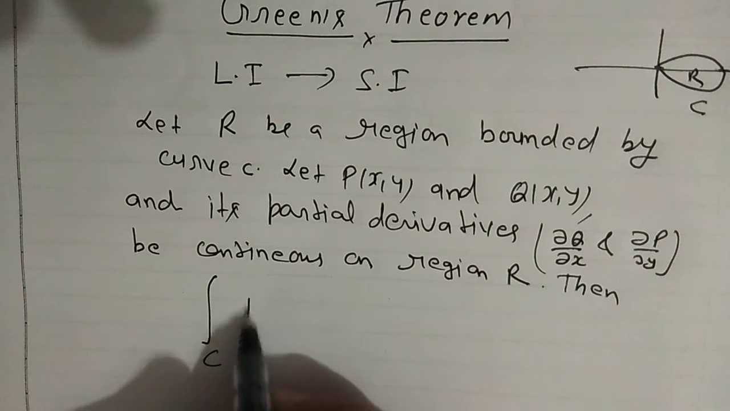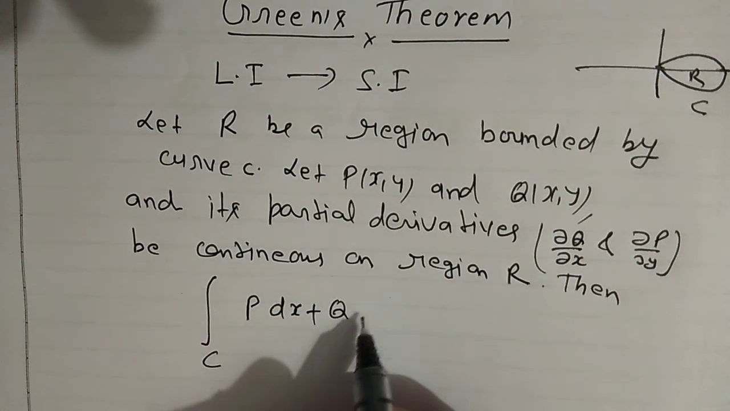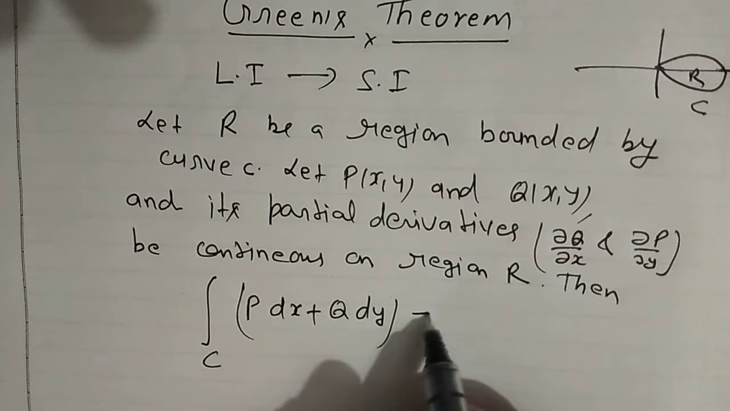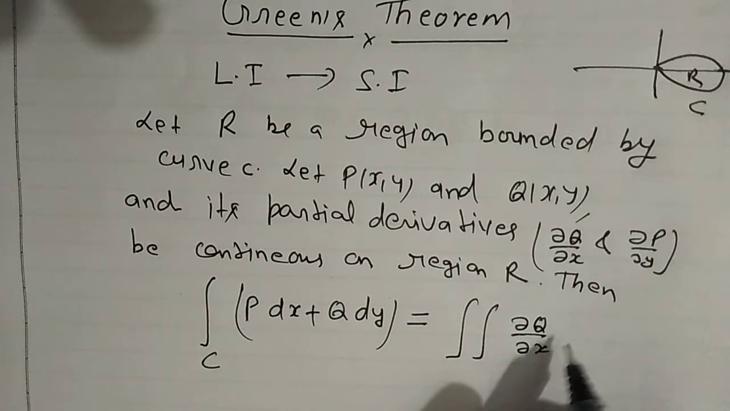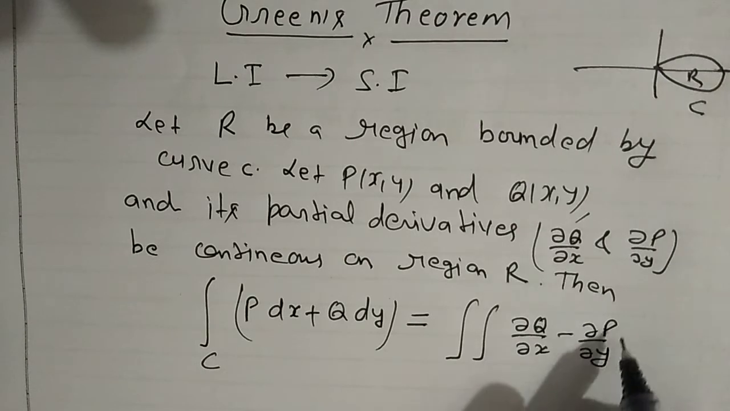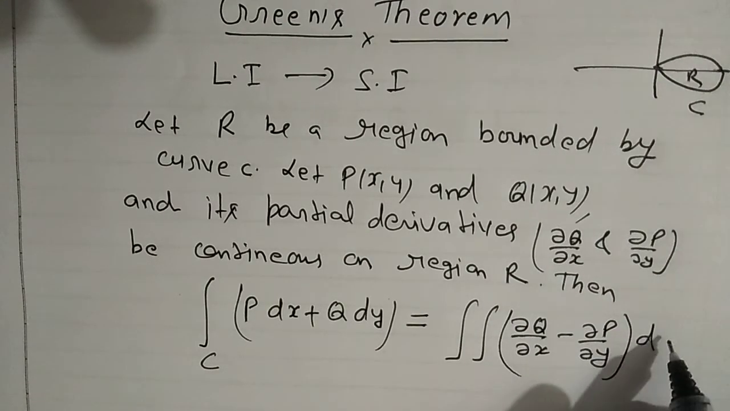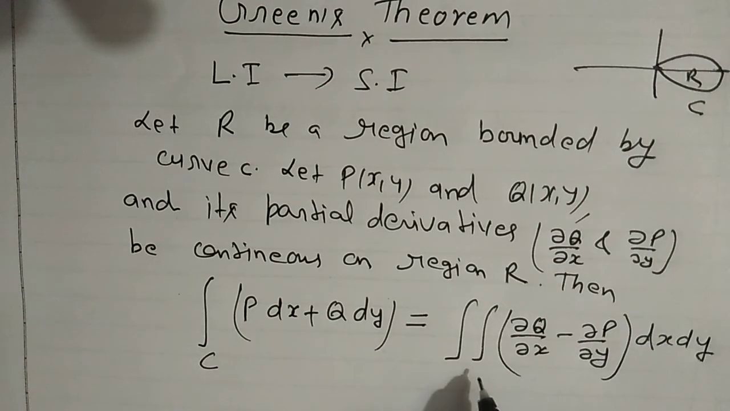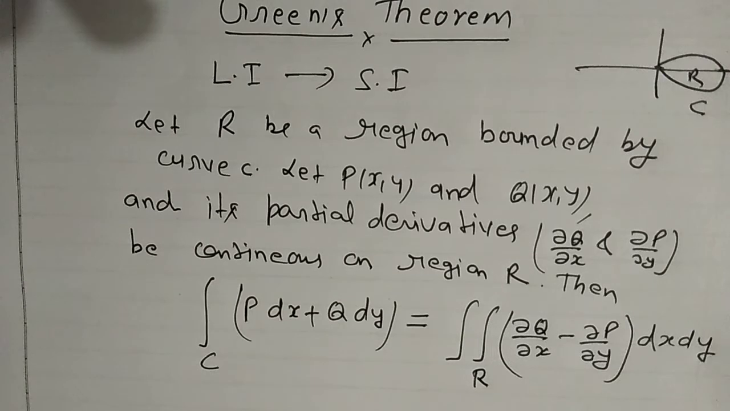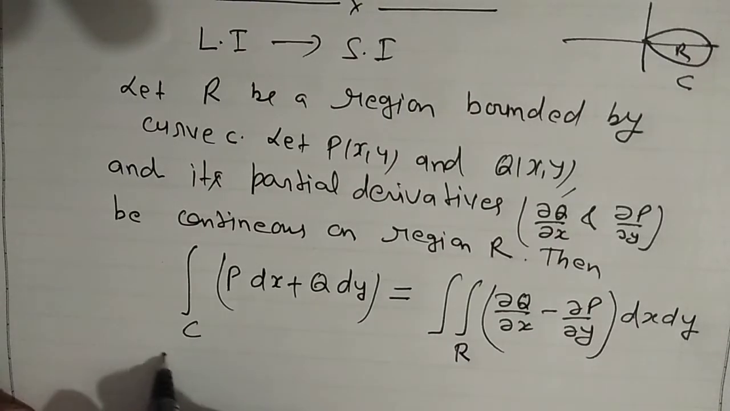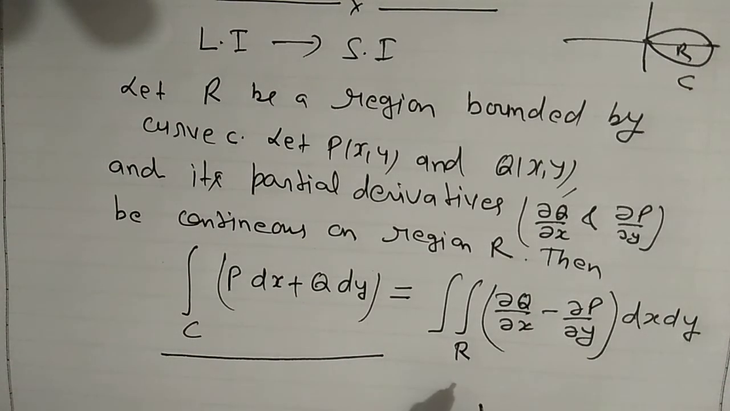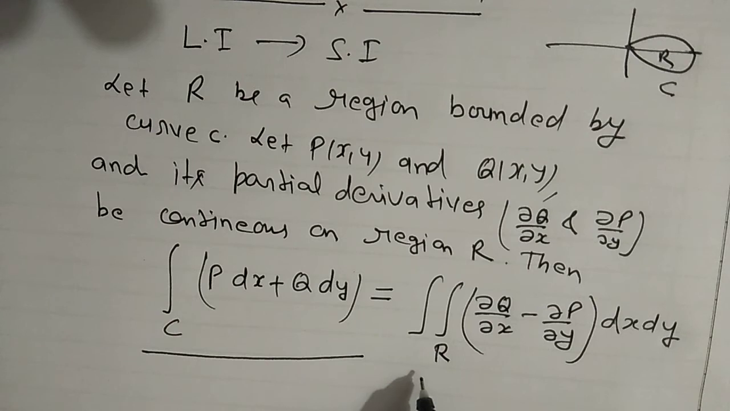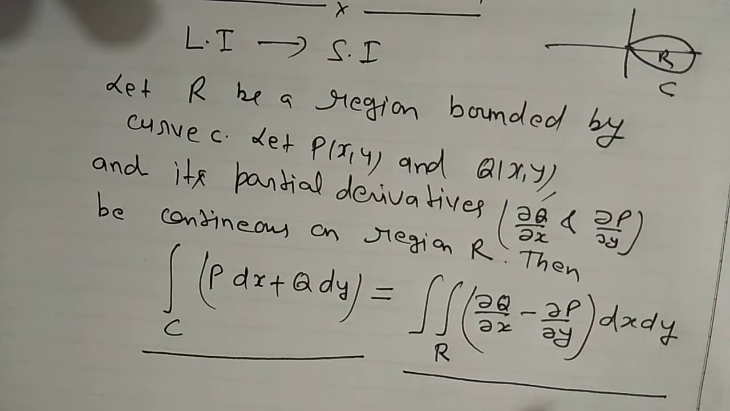along the curve C of P dx plus Q dy is equal to the surface integral of (∂Q/∂x minus ∂P/∂y) dx dy over the region R. So this is your line integral P dx plus Q dy, and this is equal to the surface integral of ∂Q/∂x minus ∂P/∂y over the region R. This is the statement of Green's theorem.